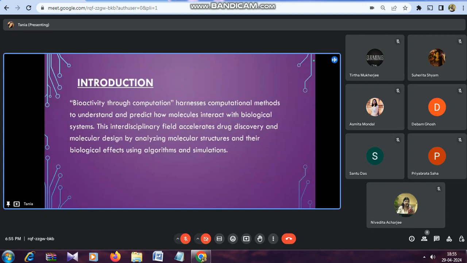Introduction. I have used a computational method to know about the bioactivity of my chosen compounds. Firstly, I would like to give a basic introduction about bioactivity through computation. Bioactivity through computation harnesses computational methods to understand and predict how molecules interact with biological systems. This interdisciplinary field accelerates drug discovery and molecular design by analyzing molecular structures and their biological effects using algorithms and simulations.